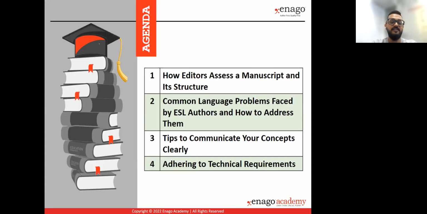Coming to the agenda of today's session, Jenny will demonstrate manuscript editing, and while she does that, she will simultaneously discuss how a journal editor evaluates a manuscript and decides how much work is needed, or whether the quality of the manuscript is too poor and it should be rejected directly.